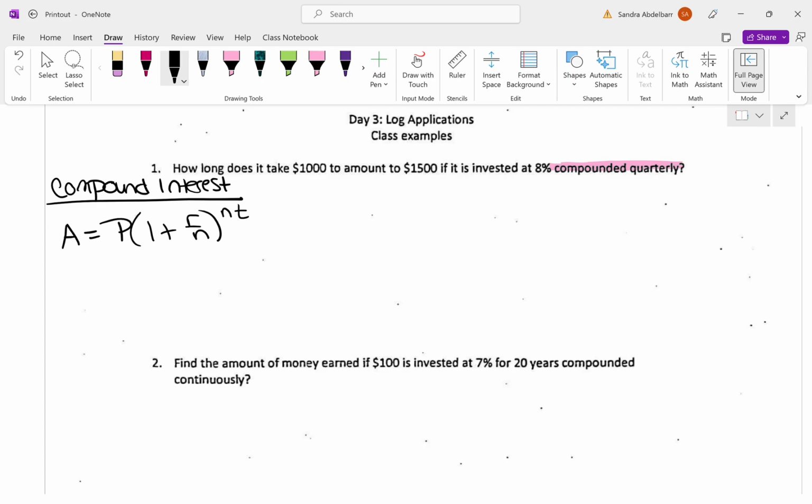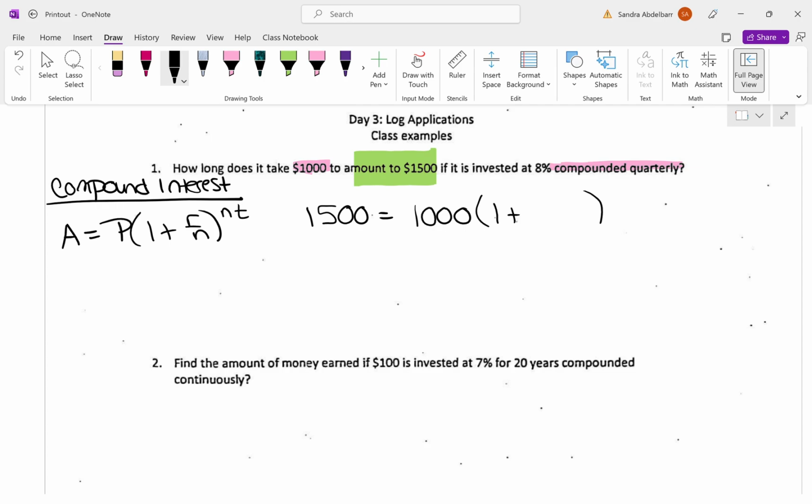All right, so how long does it take $1,000? Do we all agree that's our principal amount? That's what we're starting with? So out of all these variables, which variable represents what we started with? P. And then it says to amount to 1,500. Do we agree that's the amount we want at the end? So out of this whole formula, which variable represents the amount we want at the end? A. So I'm going to start plugging in. We have 1,500 equals 1,000. Open up my parentheses.